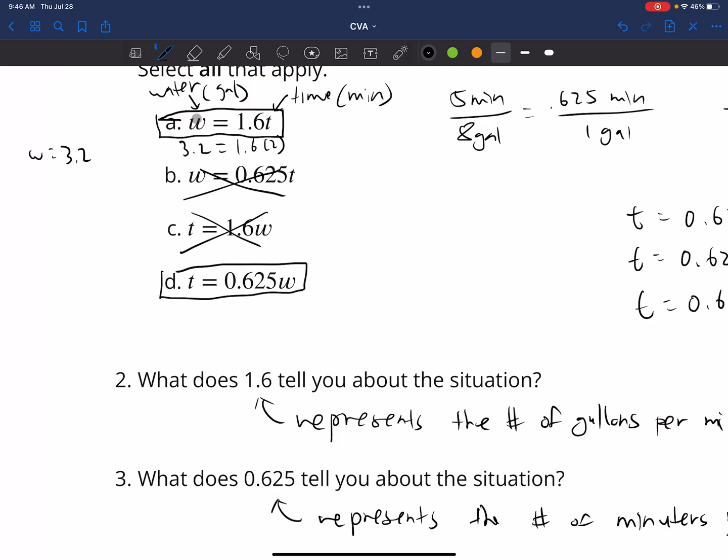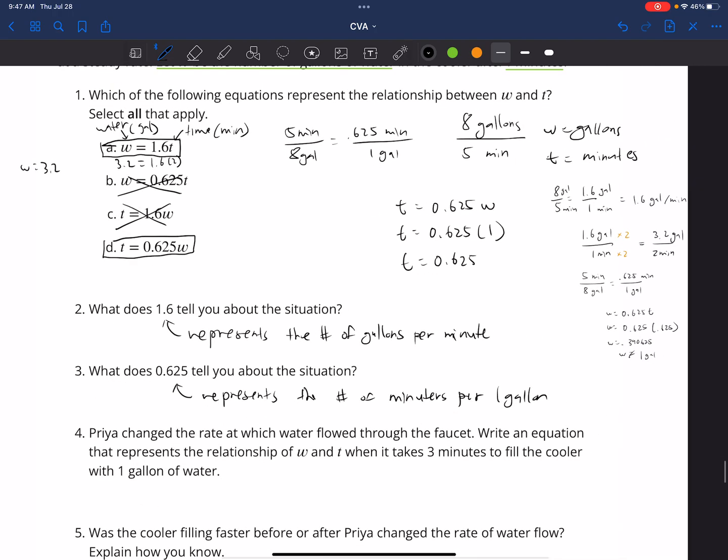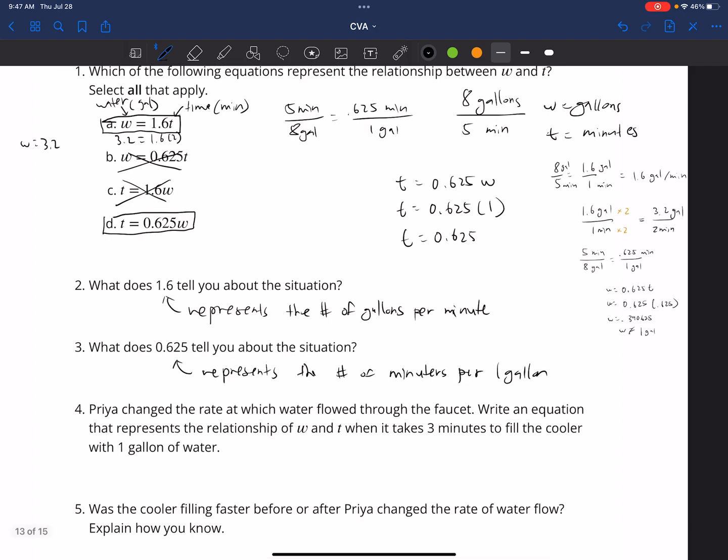So if you want water, right, we have to use 1.6. If you want gallons, you have to use 1.6 T. And then if you want to get minutes, you have to put 0.625 gallons. Okay, it's a little confusing. This is the first lesson on it, so it is going to make more sense as we move forward. But I want you guys to keep that in mind because that is pretty important.